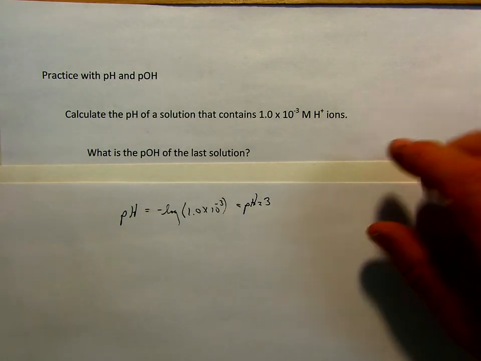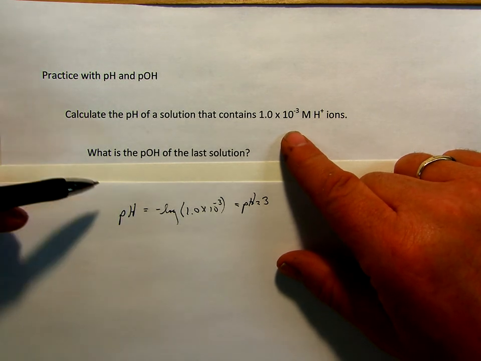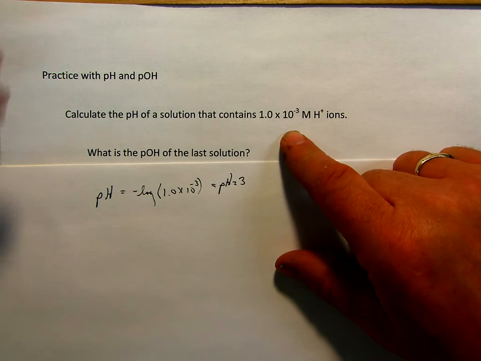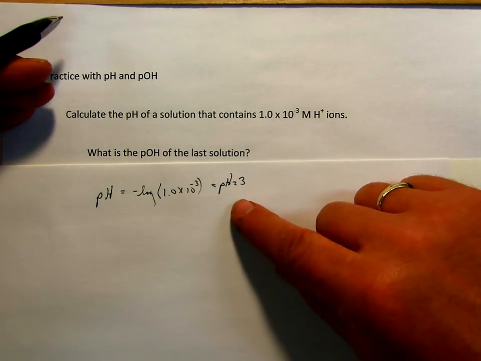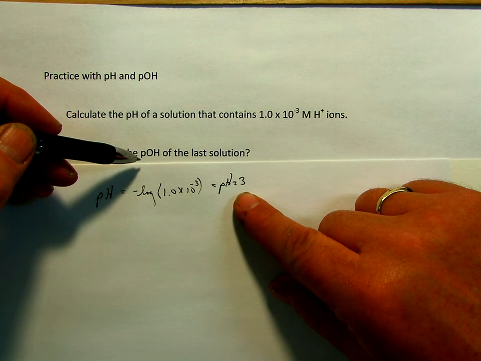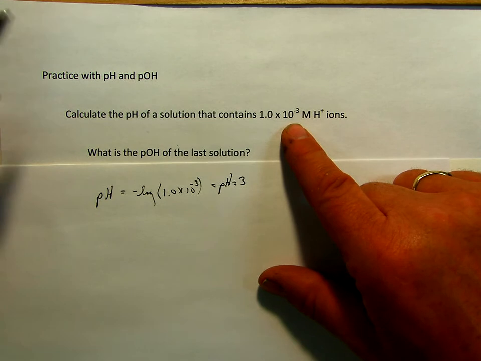Well, let's see. If I know the hydrogen ion concentration, this is where it gets tricky, but I don't like to use that word because it isn't. It's obvious to some people, but it's a little harder for other people to catch. If I know that the pH is equal to 3, does it make sense that the pOH is equal to 11? Okay, because 3 plus 11 equals 14. But here's another way to work that same problem.